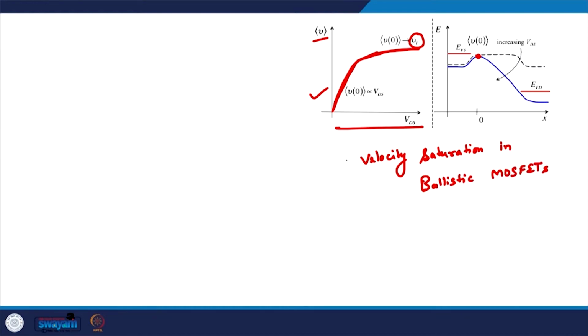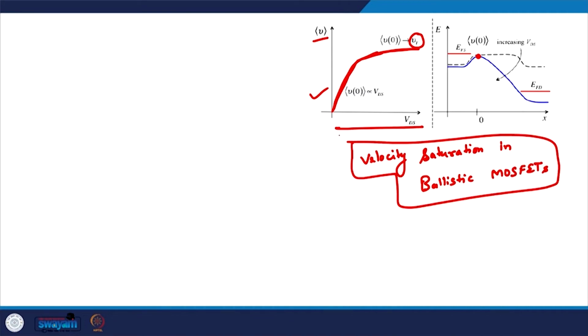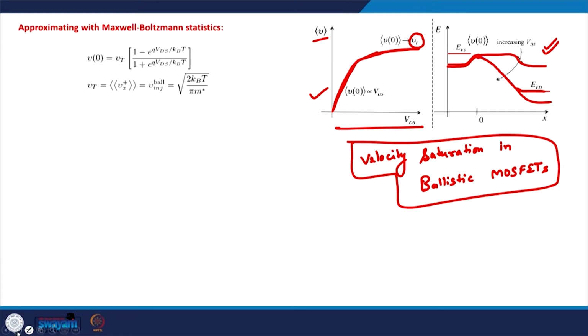Just think about it, give it a thought for a moment, and then we'll go into the details of this idea. This is the energy picture of the device. When the drain voltage VDS is 0, this is how the barrier looks, and when we have applied a certain VDS, this is how the bottom of the conduction band looks when we are applying a drain voltage to the system.